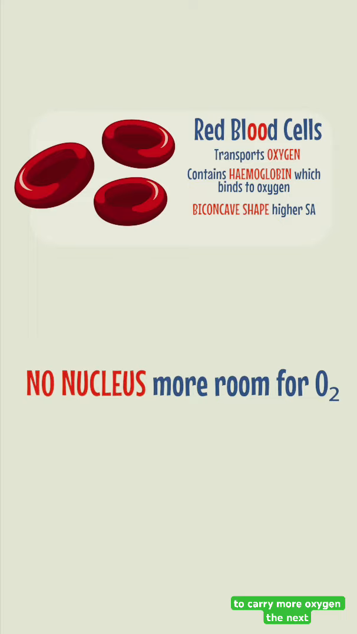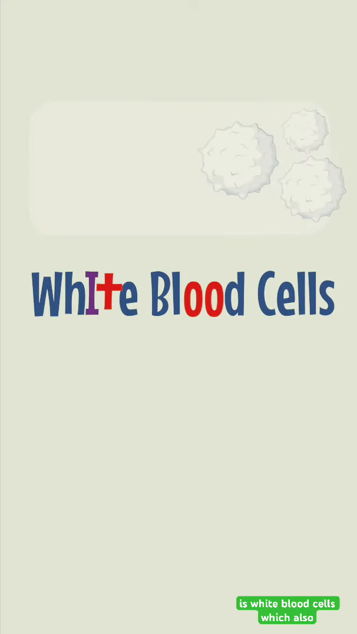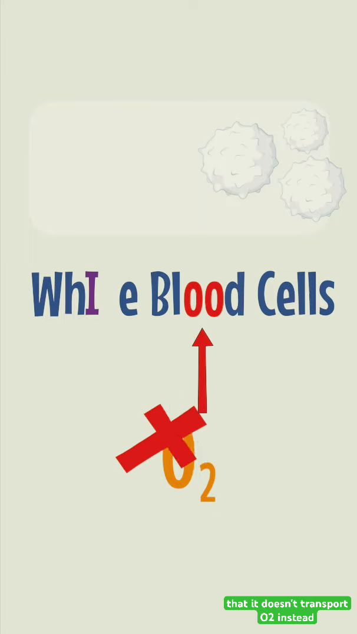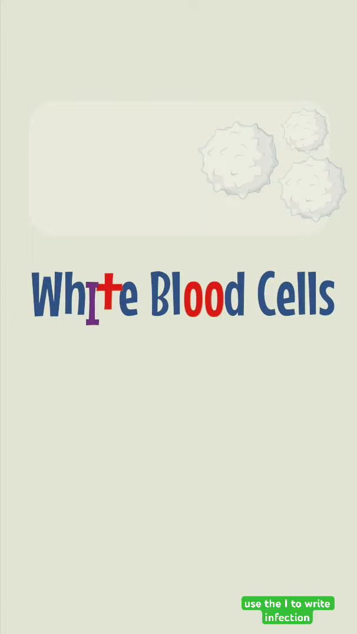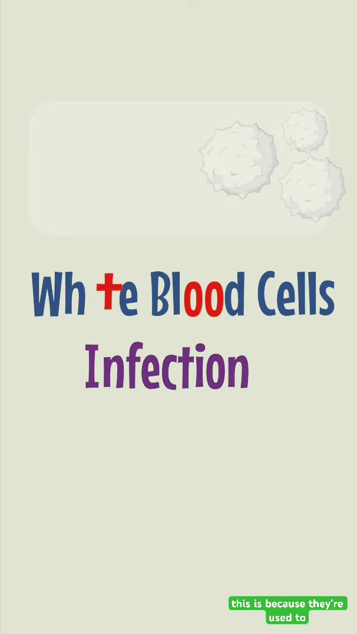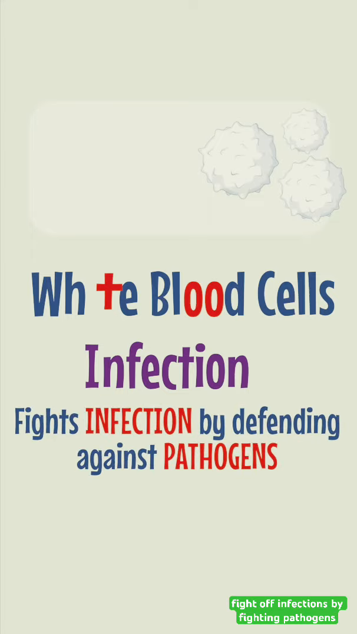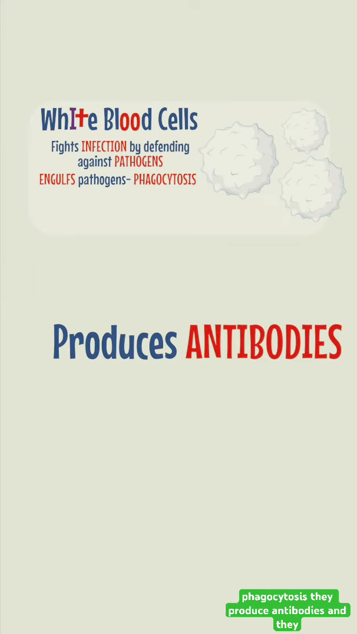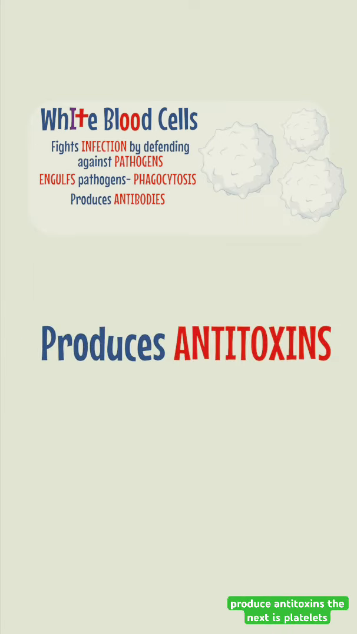to carry more oxygen. The next is white blood cells, which also have 2 O's in it, but if you write the T as a cross, it can remind you that it doesn't transport O2. Instead, use the I to write infection. This is because they're used to fight off infections by fighting pathogens using 3 different methods. They engulf pathogens in a process known as phagocytosis, they produce antibodies, and they produce antitoxins.